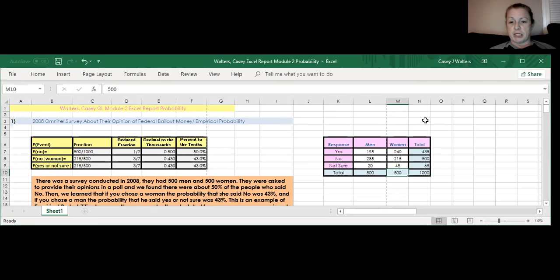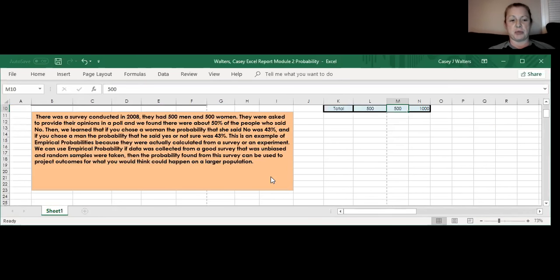And then further to the right, you will see the actual table with every single one of the responses, and I have them color coded so it's a lot easier to see. In summary, there was a survey conducted in 2008. They had 500 men and 500 women. They were asked to provide their opinions in a poll, and we found about 50% of the people said no. Then we learned that if you chose a woman, the probability that she said no was 43%. And if you chose a man, the probability that he said yes or not sure was 43%. This is an example of empirical probabilities because they were actually calculated from a survey or an experiment.